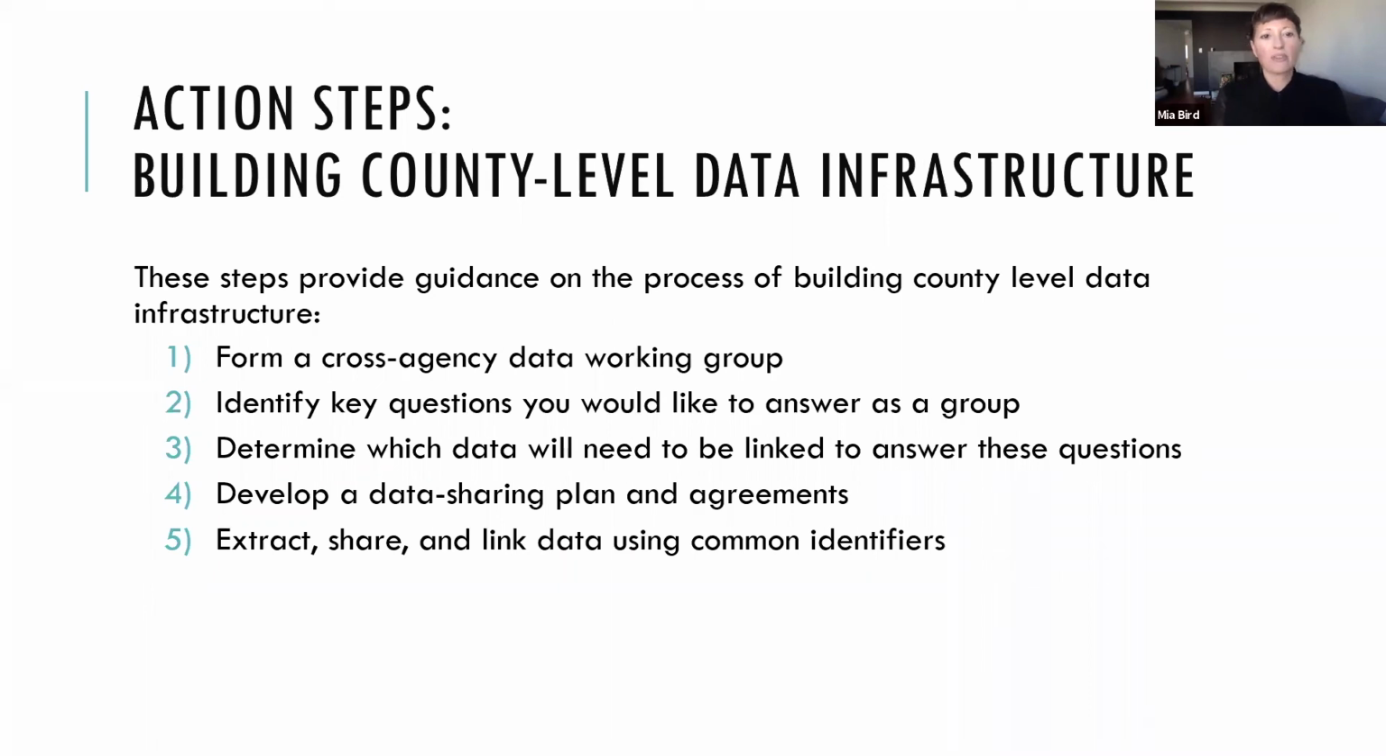So just to kind of wrap this up, if you decide to move into that next stage of building that cross county infrastructure, really it's helpful to have that cross county working group that parallels your agency level working group, that you work with together to identify the key shared questions across the group, and then to determine what data will need to be linked to answer those questions. And that group really forms a basis for you to figure out how you're going to build the infrastructure and what the data sharing agreements will look like. And then finally, extracting, sharing, and linking those data using those common identifiers.